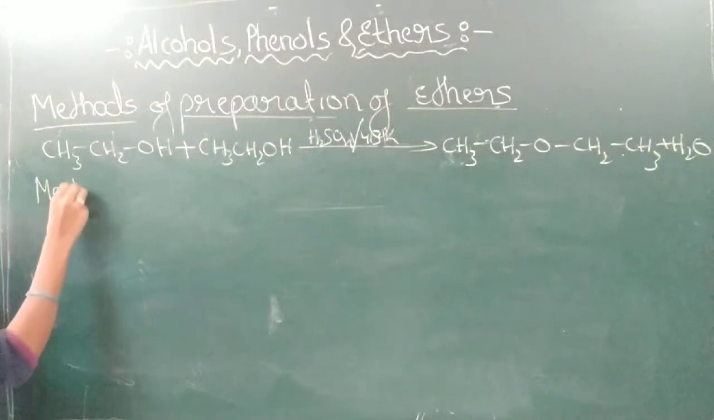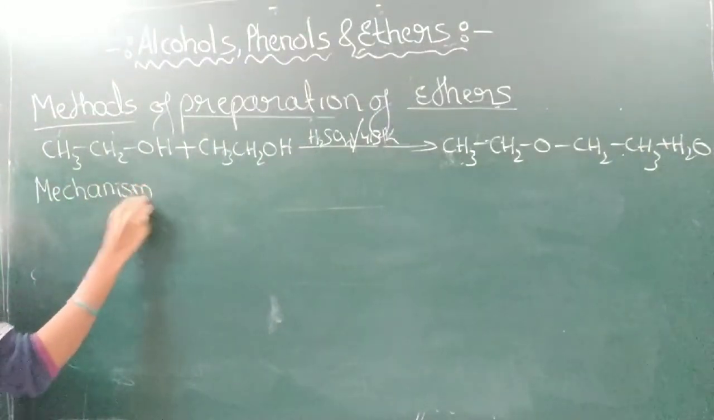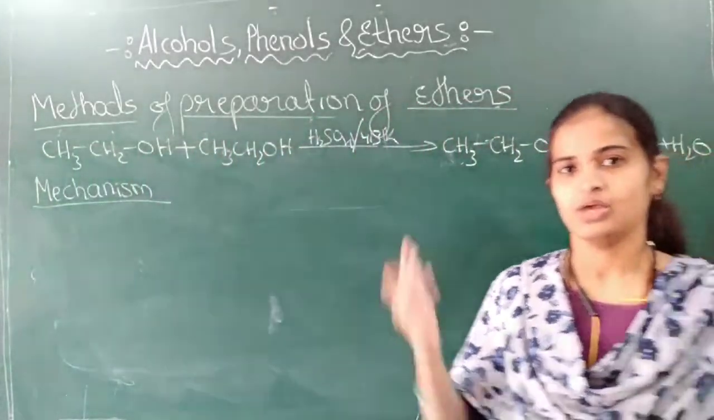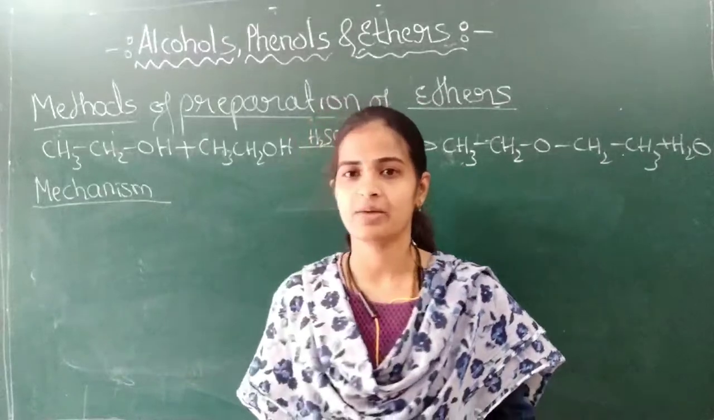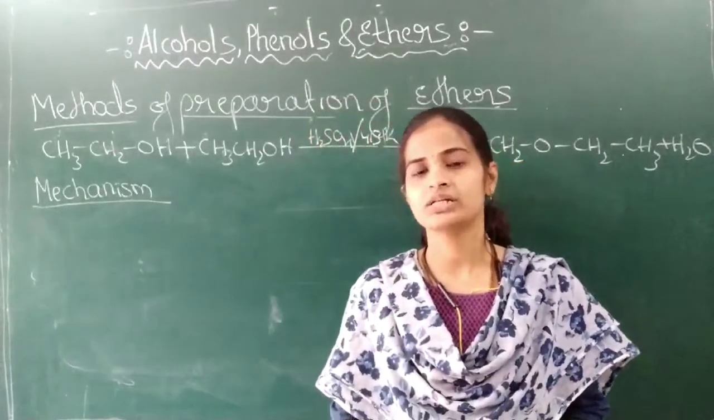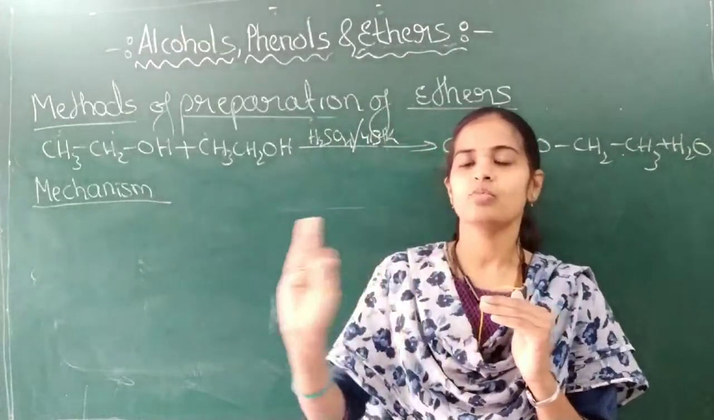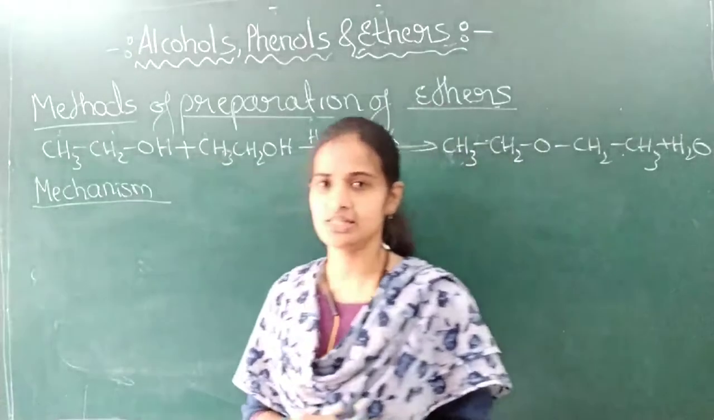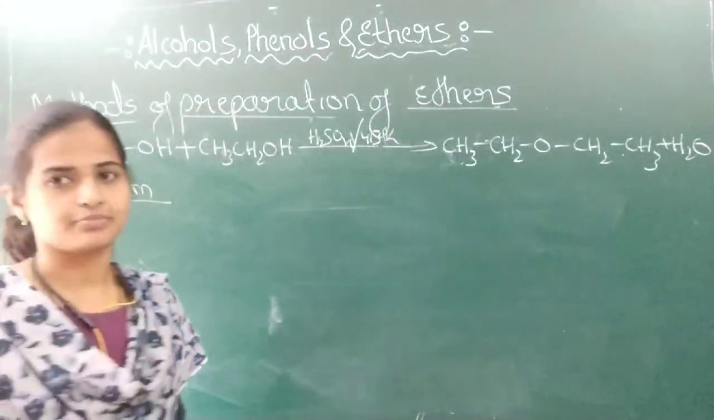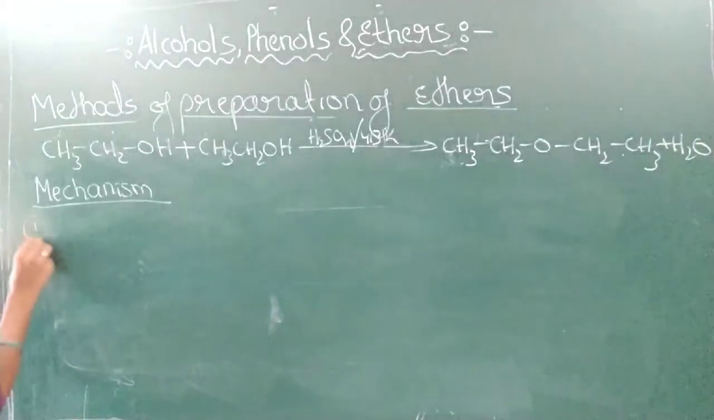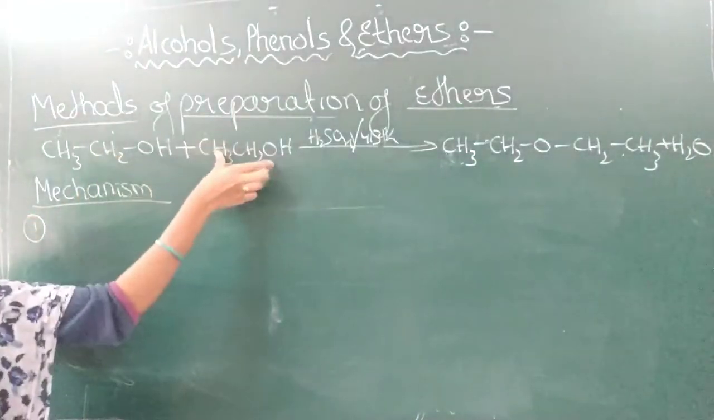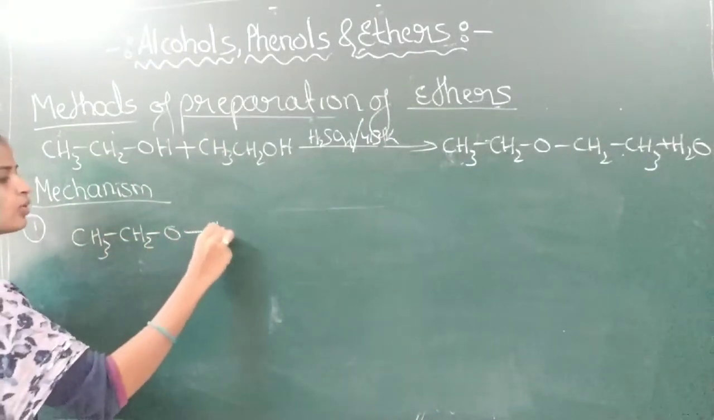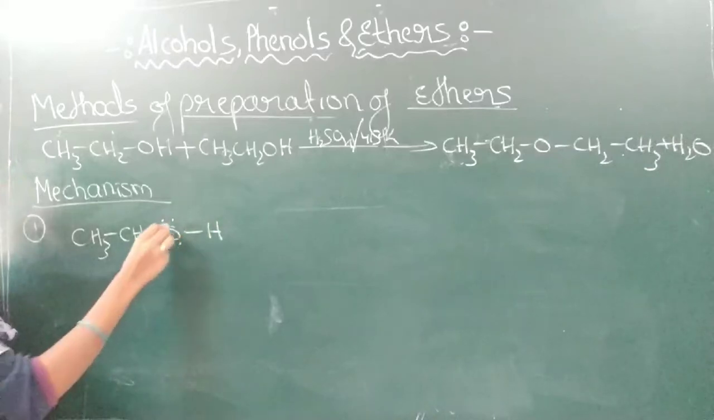Let us look at the mechanism of this. The mechanism of this reaction follows SN2 mechanism. Just recall what you have studied in the previous chapter. In the SN2 mechanism, what happens, students? The attack of the nucleophile and removal of the halogen takes place at the same time, simultaneously, and the reaction takes place in a single step. See here, mechanism. The first step, I'll take this alcohol first, CH3CH2OH. Out of 2 alcohol molecules, I have taken 1 alcohol molecule.